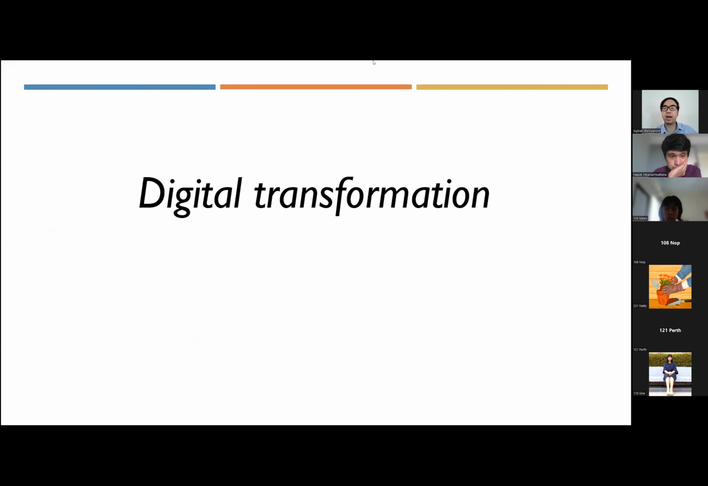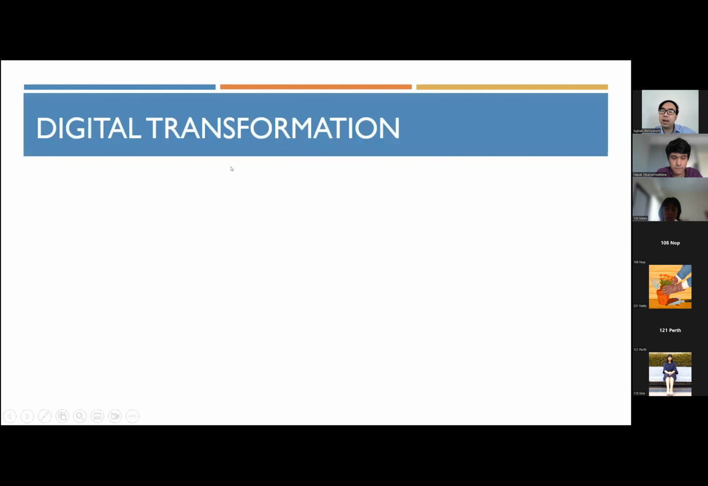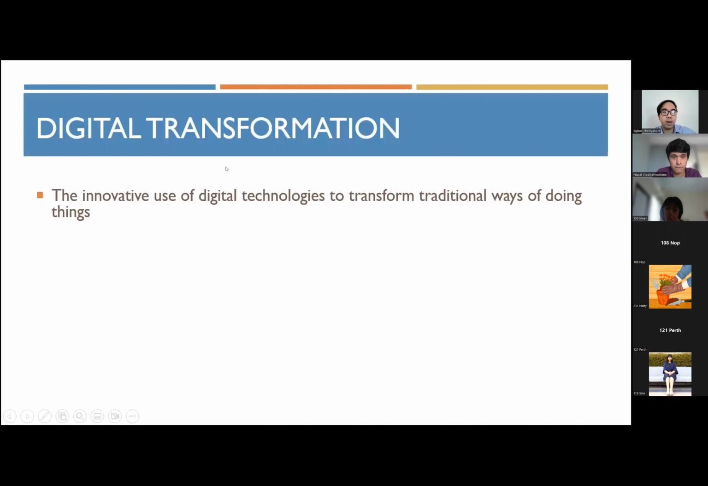So after the break, I'm gonna move to the other section. I will start with the digital transformation. And now we are in the era of digital transformation, right? So what is a digital transformation? It is an innovative use of digital technologies to transform traditional ways of doing things.